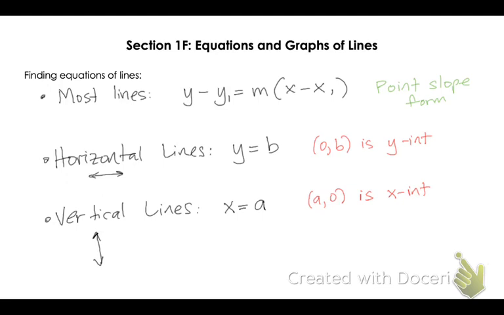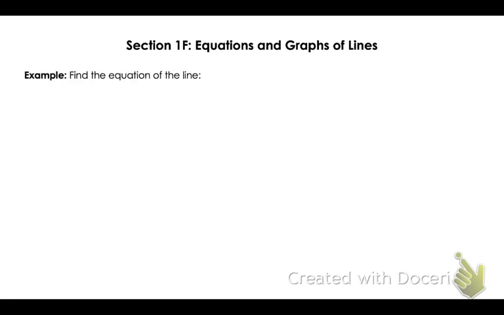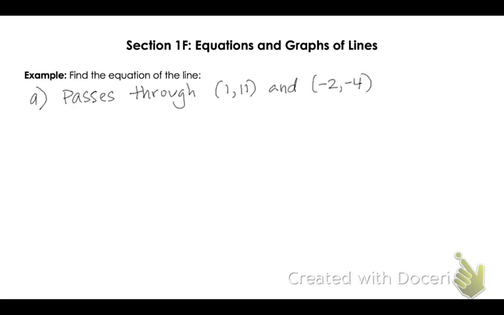All right, so we're going to try to find the equations of a few lines. I'm going to give you some information, so find the equation of the line. We're going to find the equation of the line that passes through (1, 11) and (2, -4). Again, I'm going to write this point slope form of the line.